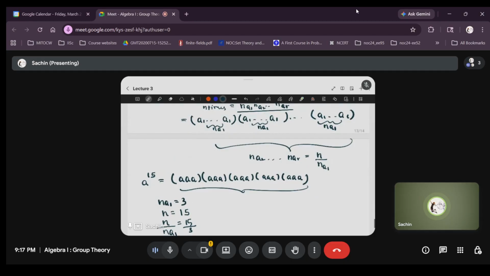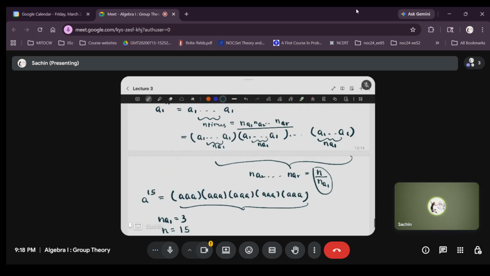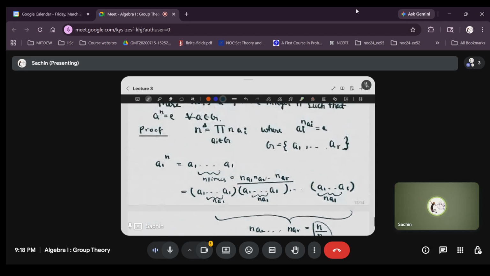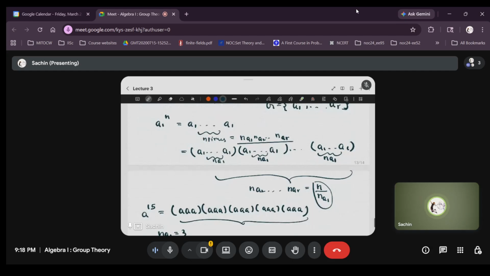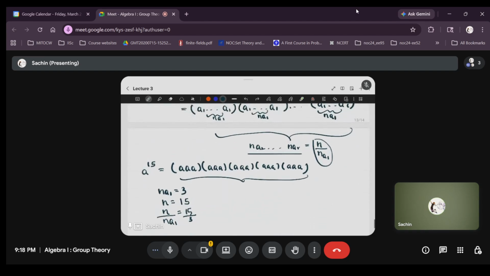And this is a valid integer because N is the product of all these n_a1, n_a2, etc. So N divided by n_a1 is also an integer, and it is equal to n_a2 times n_ar. So N was n_a1 into n_a2, etc. If you divide by n_a1, what you're left with is n_a2, n_ar, etc. Is that clear?